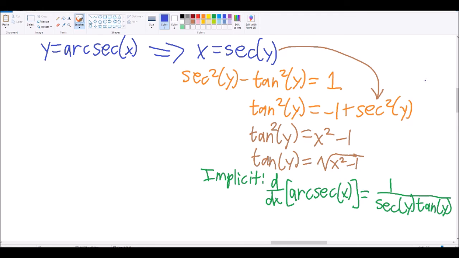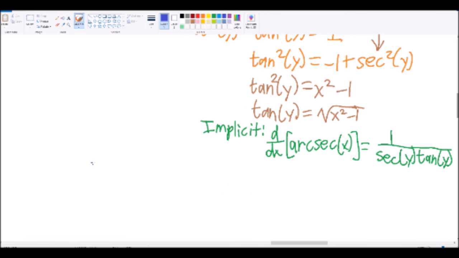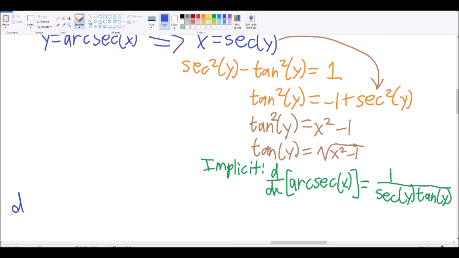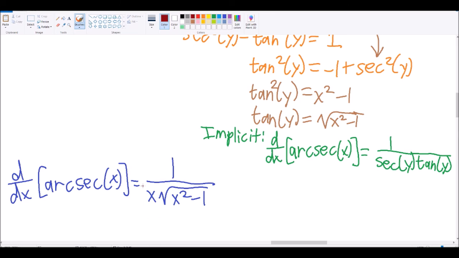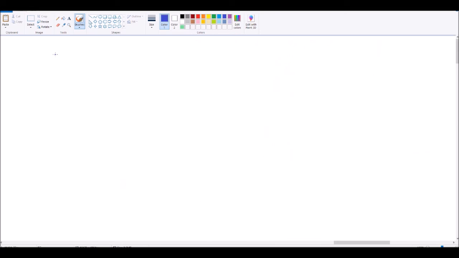We know that the tangent of y is the square root of x squared minus 1, and we've stated that x equals the secant of y. Putting it all together, we get that the derivative of arc secant of x is 1 over x times the square root of x squared minus 1. And because arc secant is weird, we actually need the absolute value of x here, instead of just x. Whew, we're down to the last two functions.